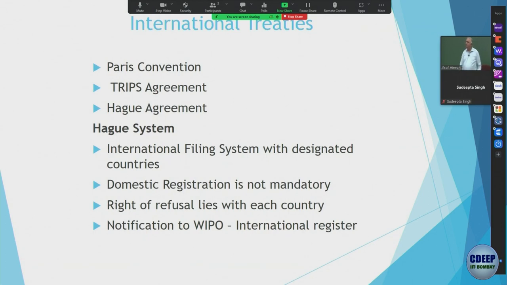Again, there are international conventions, the Paris Convention, we talked about TRIPS. And there is the Hague Agreement, which covers specifically only design. Under the Hague system, you can do international filing saying you want to protect in XYZ country. Your domestic registration is not compulsory, but the right of refusal lies with each country. There is a central WIPO registry. We are still not members of the Hague Agreement. So, a design registered in India does not automatically get registration in other countries.